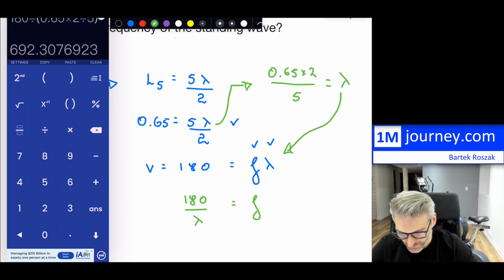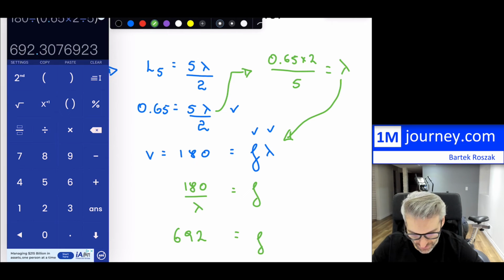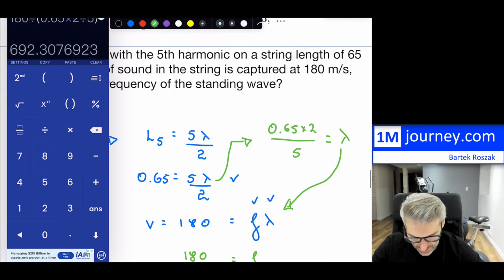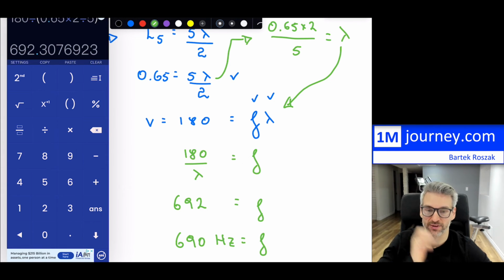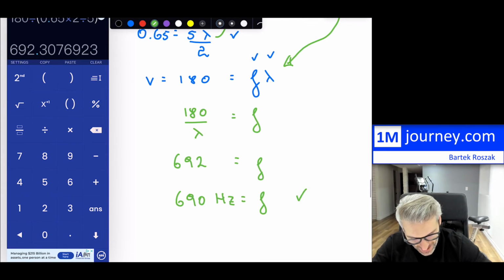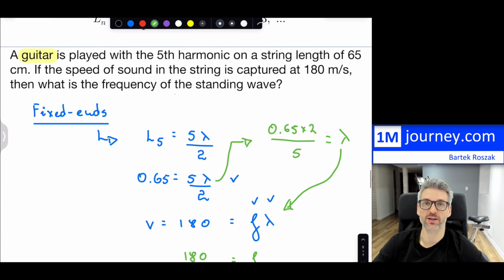All right, so that's the frequency within here. So frequency F is equal to about 692. Now we can round this off. I guess this has two significant figures at the most. Okay, so we can just round it off to approximately 690, and this would be hertz because everything else was in metric standard units. So that's one example with regards to standing waves.